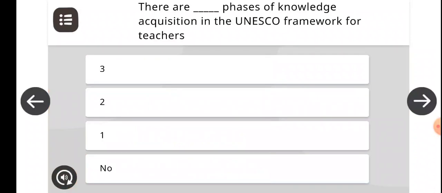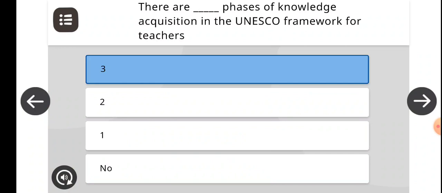There are dash phases of knowledge acquisition in the UNESCO framework for teachers. Yes, as per the material, there are 3 phases of knowledge acquisition: technology literacy, knowledge deepening, and knowledge creation. So the answer is 3.